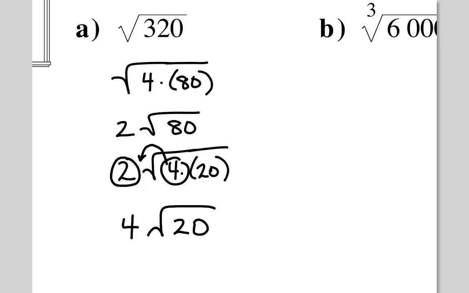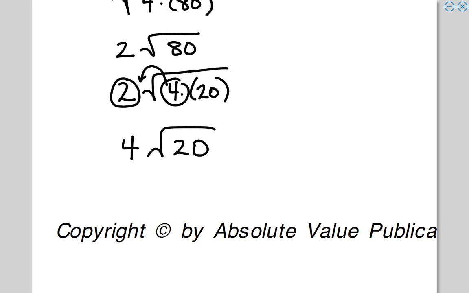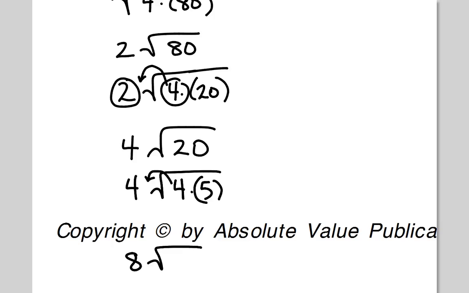Now what's up in 20? Can you take 4 out again? So let's rewrite 20 as 4 times 5. The 4 is perfect. It comes out as a 2, because square root 4 is 2. There's already a 4 out there. So 2 times 4 gives 8, and the only thing that's left is a 5.